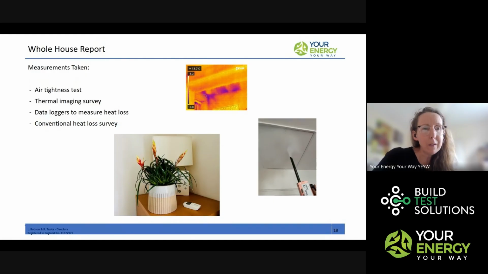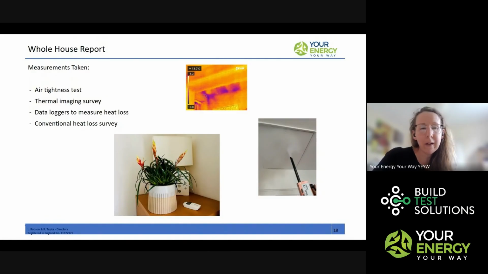So yes, we did the data loggers, we did the thermal imaging survey. I have to say, generally, we don't find an awful lot of useful stuff from a thermal imaging survey. It tends to throw up structural things that people can't really do an awful lot about. But in this case, it did give us some useful information that I missed.